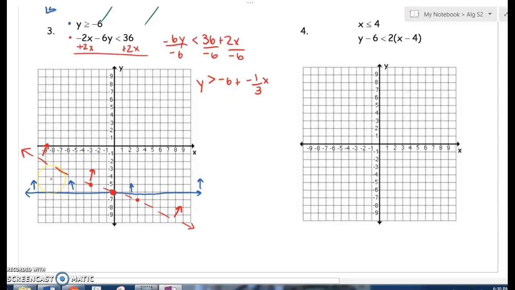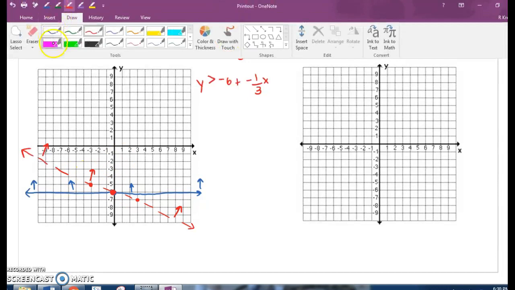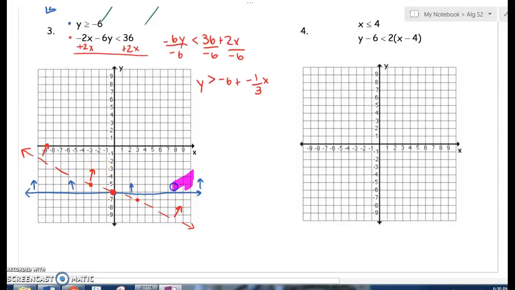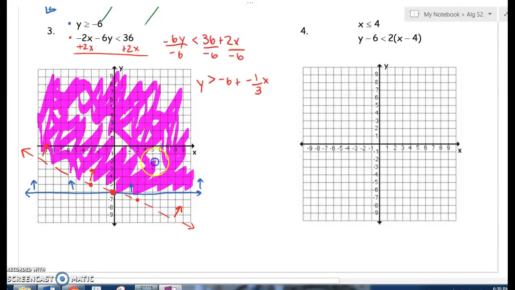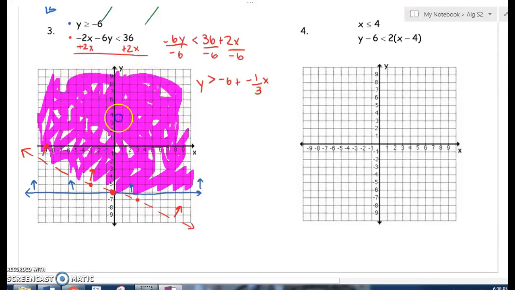So where I'm going to shade has to be above both the red and the blue. All right, so above both the red and the blue is going to be this huge area all in here. This whole area is above the red and above the blue. This area down here wouldn't be part of it because it's not above the blue. This in here would not be part of it because it's not above the red. It's got to be above both red and blue. And so this whole area would be your solution area. So if you plug in like 0, 0 into both inequalities, it will work.